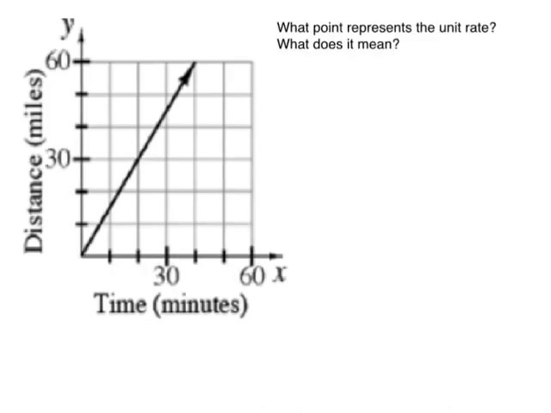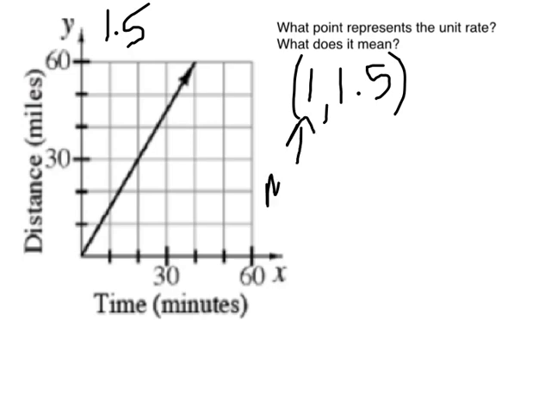Okay, my next question is asking me what point represents the unit rate. Well, I know that the unit rate is 1.5. And wherever x is 1, the value of y is my unit rate. So the point is going to be 1 and 1.5. And what does this mean? Well, I know that my 1 represents minutes, and my 1.5 represents distance.